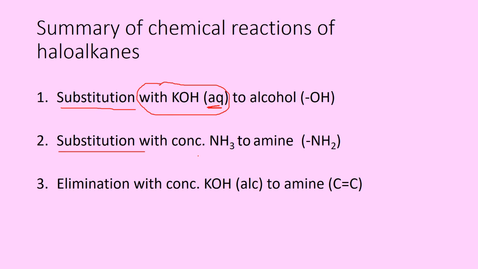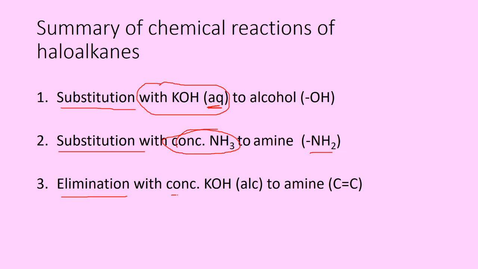It replaces the halogen, and it replaces it with NH2. Okay, so the reagent you need to learn is the concentrated ammonia, NH3. And that's going to make an amine. An amine has this group on it, NH2. So that's two substitution reactions and an elimination reaction.